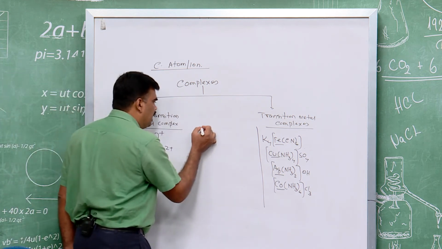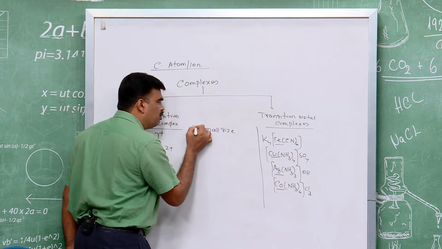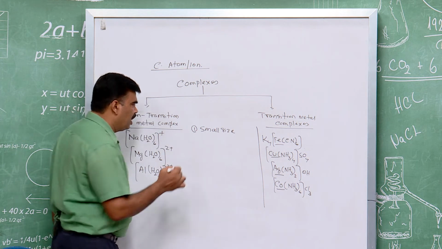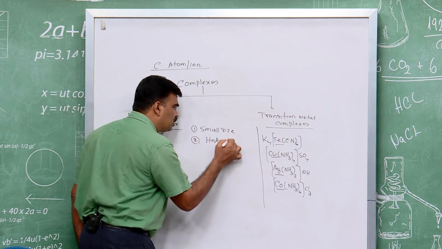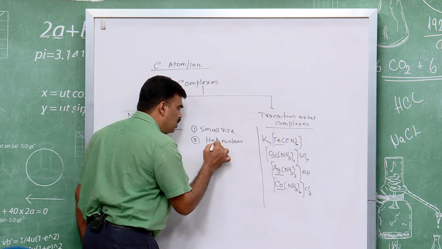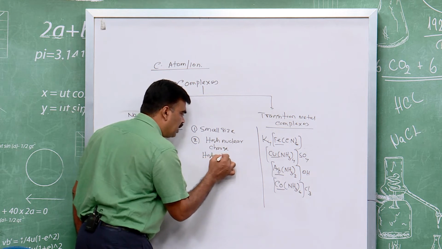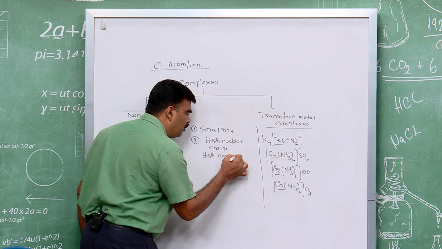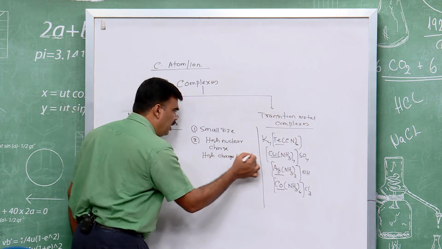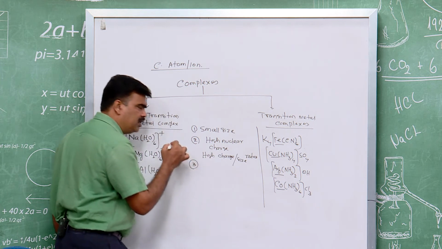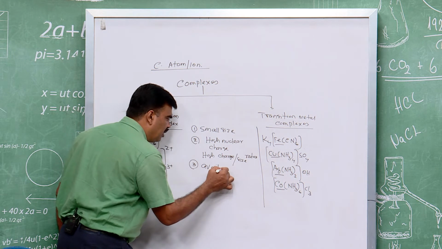The three properties are small size, atomic size is very, very small. Number two, high nuclear charge, that is high charge size ratio, and a third most important is the availability of a vacant d orbital.